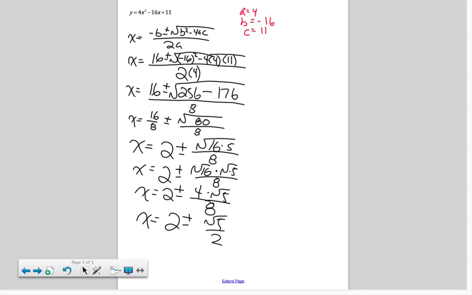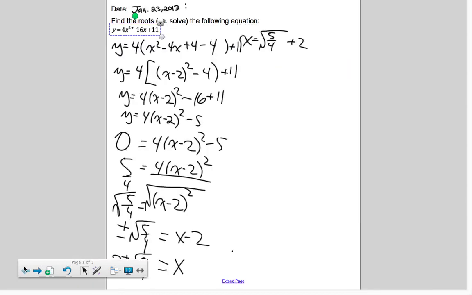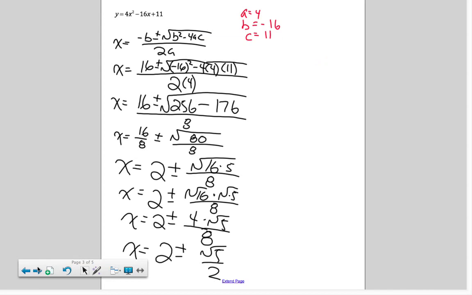Is that the same answer we got before? How'd you get the over 2? Well, I reduced 4 and 8 to be over 2. Why would you do that if you got the same answer as before? If you like completing the square compared to that, yeah.